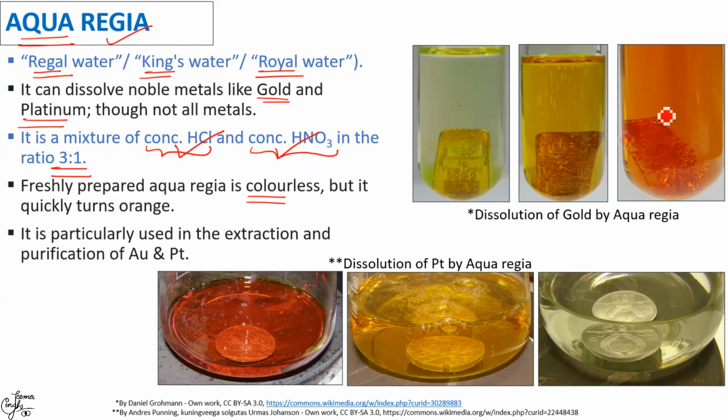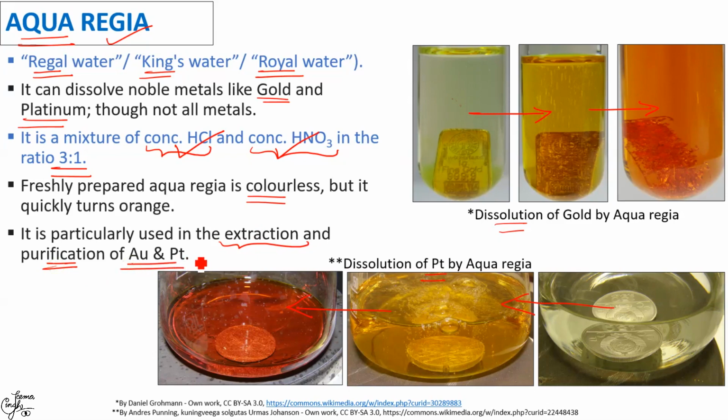Here are the images illustrating the dissolution of gold and platinum by aqua regia. You can see here, you added a gold coin, the second step and the third step. In case of platinum, these are the platinum coins and you can see what happens to them after some time. Aqua regia finds use in the extraction as well as purification of both gold and platinum.